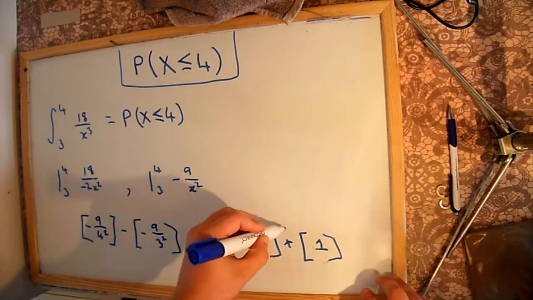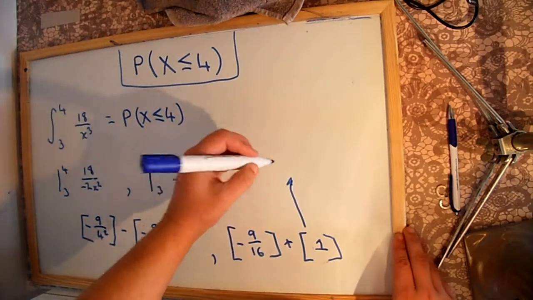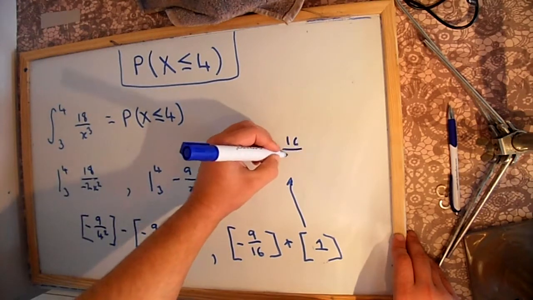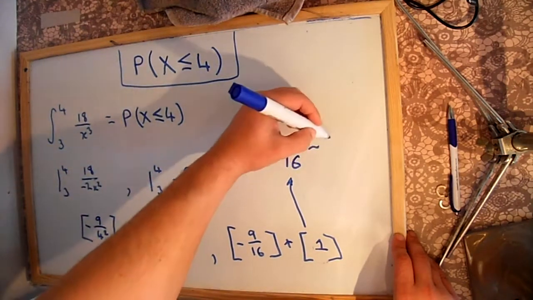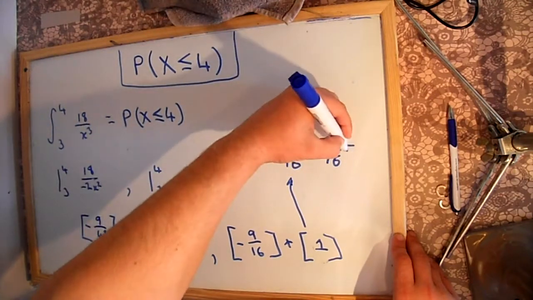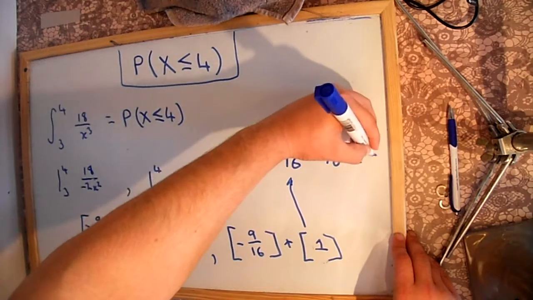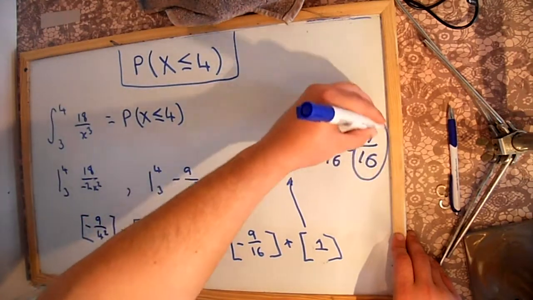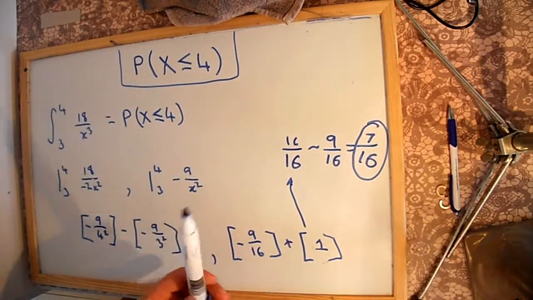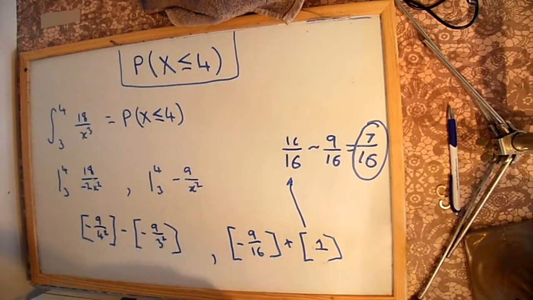So then I'm going to bring this up here just for the visual. So that's going to turn into 16 over 16, take away 9 over 16, which is equal to 7 over 16. So 7 over 16 is the probability that x is less than or equal to 4.